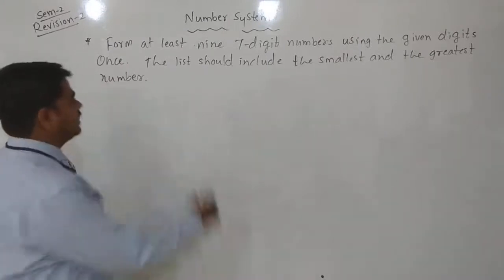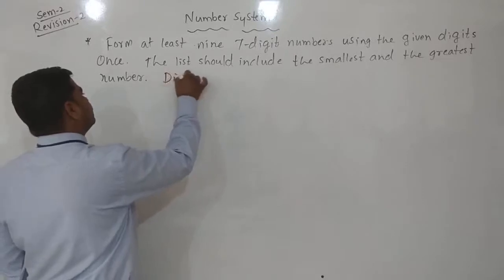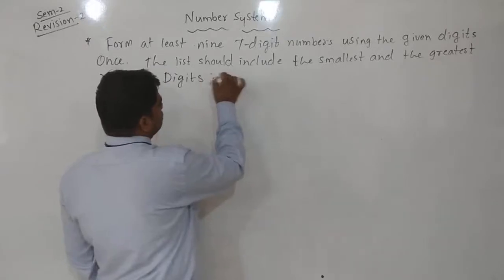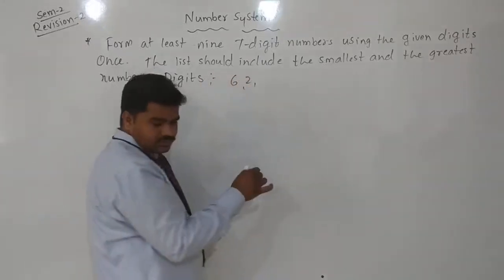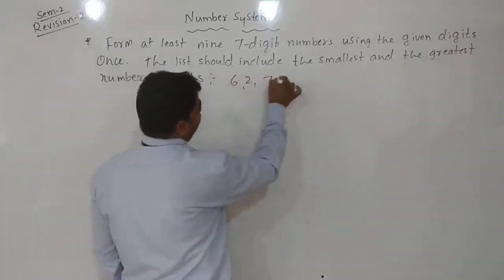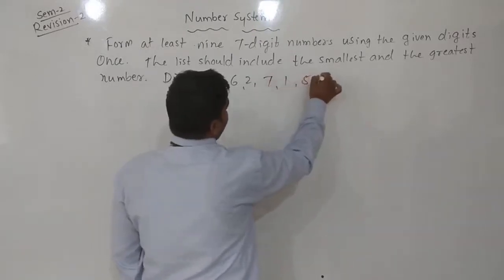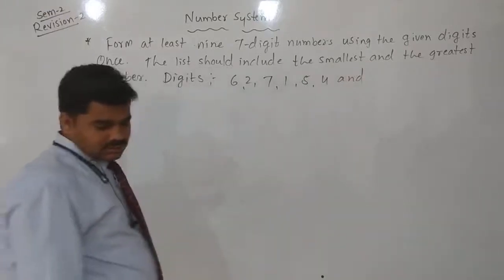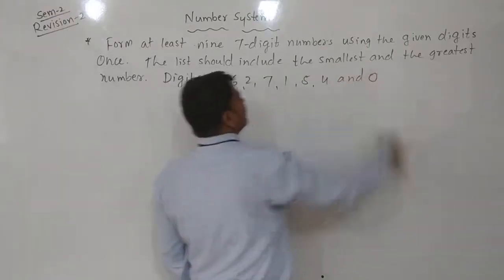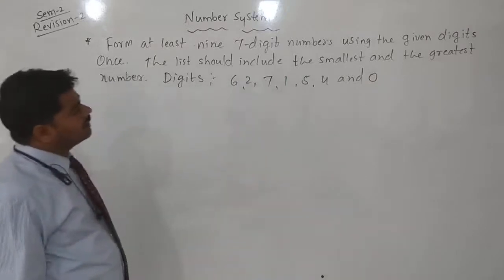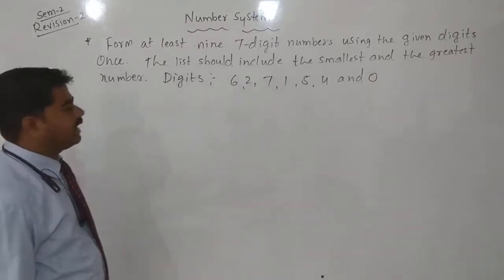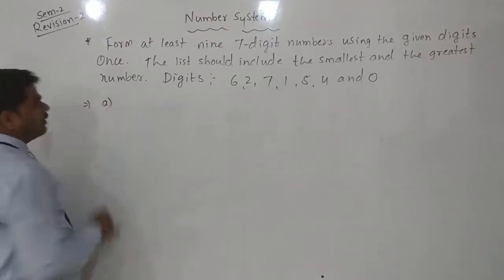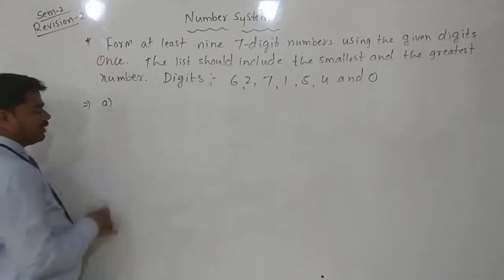You can write the digits. You can take any digits: 6, 2, 7, 1, 5, 4 and 0. These are the digits. Yes, 7 digits are given. First, we will write the smallest among these. Which is the smallest? In total, 9 numbers should be formed.